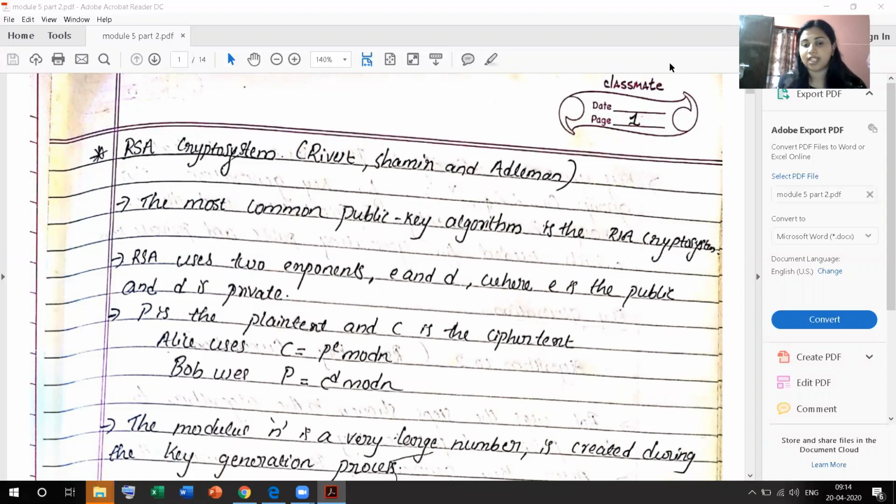RSA uses two exponents E and D, where E is the public and D is the private. We have already said that a public key crypto system uses two keys, one public and one private, as compared to a private key crypto system. So here E is the public and D is the private. P is the plain text and C is the cipher text. Alice uses C is equal to P raised to E mod n to obtain the cipher text, and Bob, on the decryption side, uses the plain text P is equal to C raised to D mod n, where E is the public and D is the private. The modulus n is a very large number created during the key generation process.